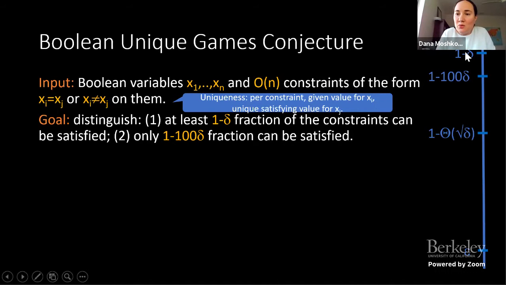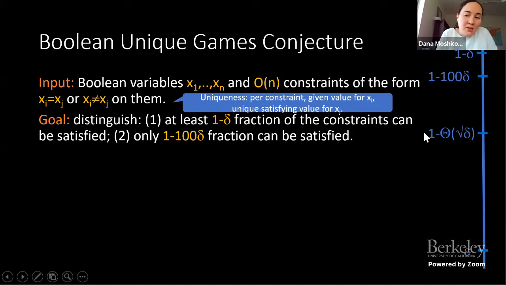Let's have a little ruler here to understand the context. So we know that we have a system where 1 minus delta fraction of the constraints can be satisfied. The best algorithm that manages to satisfy as many constraints as possible is basically the Goemans-Williamson algorithm that satisfies 1 minus square root delta fraction of the constraints, with a very specific constant here. So if you know 1 minus delta, the best algorithm would satisfy about 1 minus square root delta.